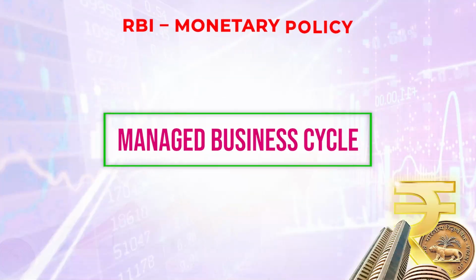The third one is managed business cycle. There are two types of activities that take place in the business cycle: one is boom, another is recession. Now, when there is a lower supply of money, then there will be less demand from the producers and the consumers. So there will be lesser aggregate demand in the system, and there will be a lower level of business activity, and there will be control of inflation. All these are taken by the RBI.